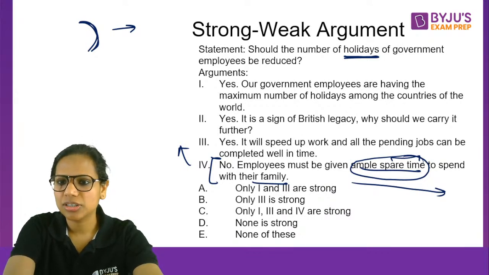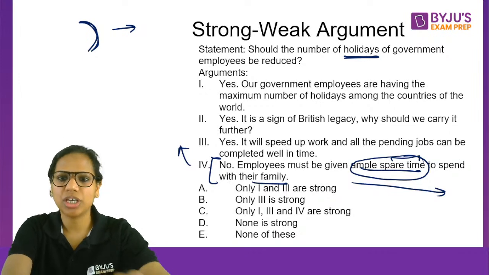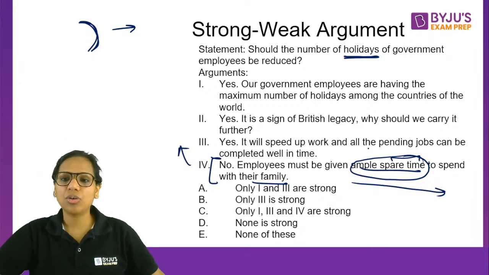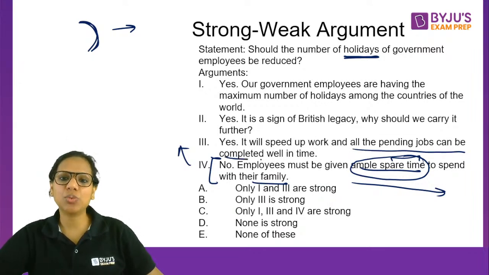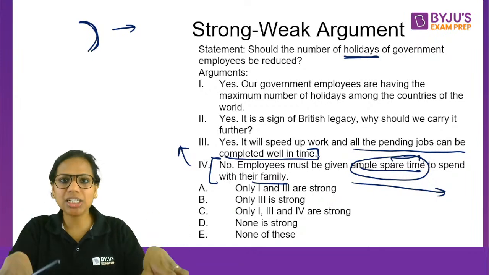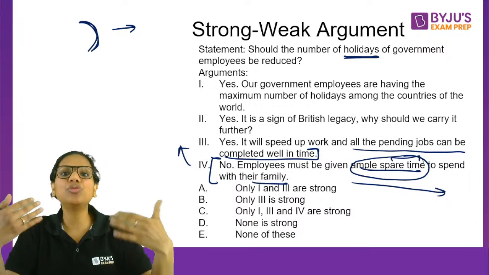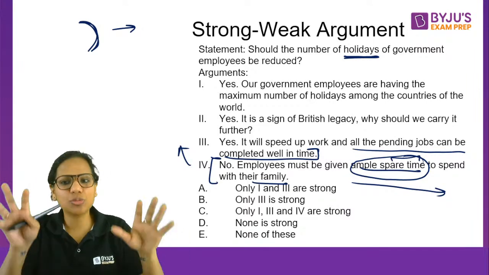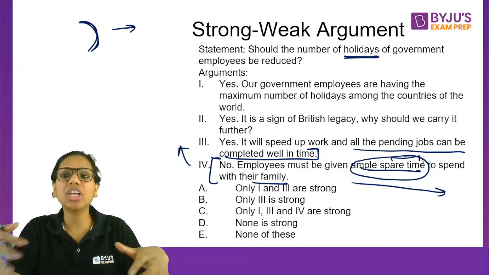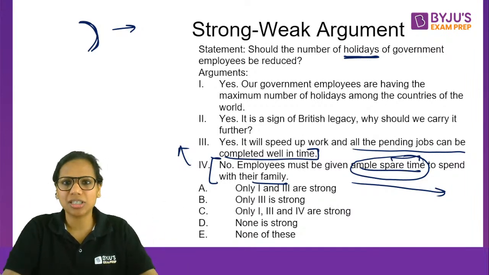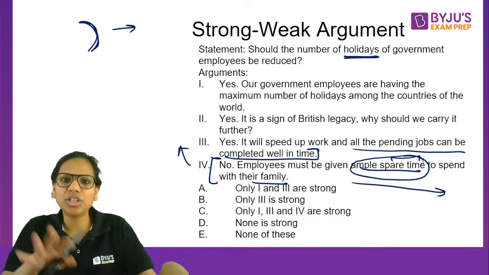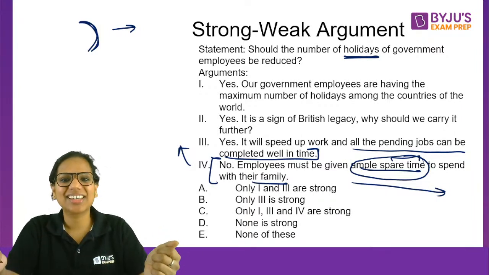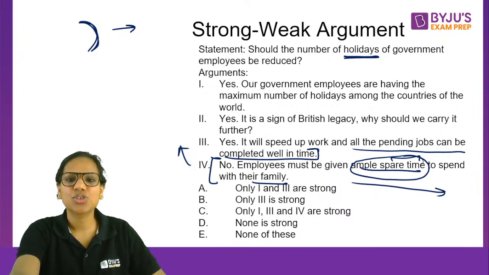Now, it assumes that work is pending. Okay. It does not assume this. You are asking how we can write this: all the pending jobs can be completed well in time. See, it is not saying that currently there are pending jobs. It just says if there are any pendencies, then they can be completed well in time. So it's not assuming that currently there are pending jobs. It's just saying that there's a possibility that jobs can become pending. So if the number of holidays is reduced, they'll get more time to complete those jobs. That's it, right? Hence, 3 is strong.